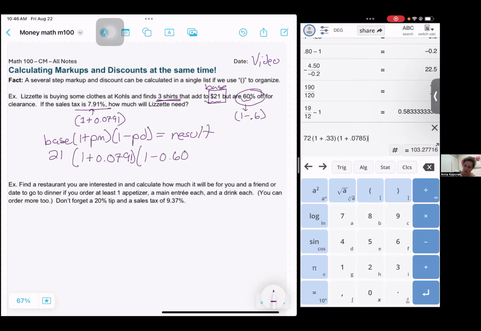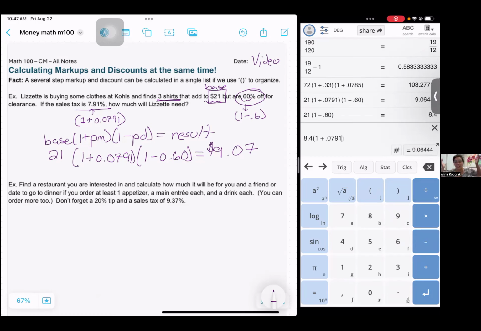But let's actually double check. If we took $21 and we did our discount first, oops, I need a 1 minus 0.60. I end up with $8.40, and then $8.40 still has taxes on it. That's a markup, a 0.0791. Oh, look. There it goes. Hey, look. Same answer. Now, I know you're like, decimal's a little weird. Don't worry about it. We're all good. Might be a little bit of internal rounding, but ladies and gentlemen, you can do it all at once.